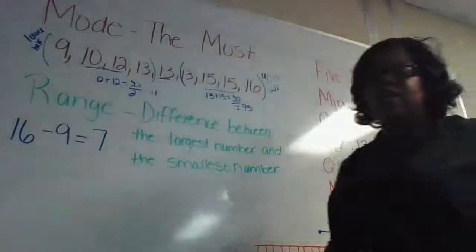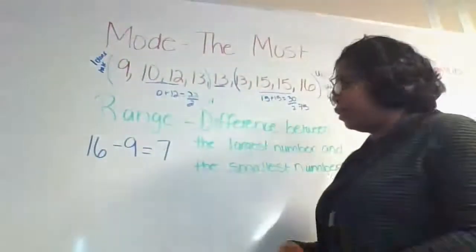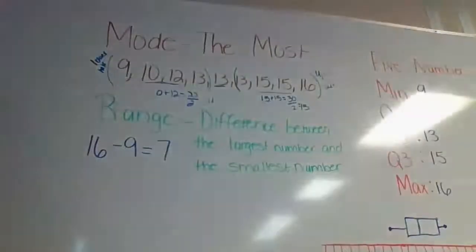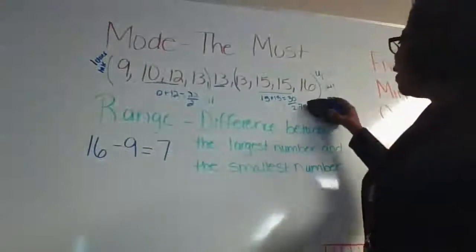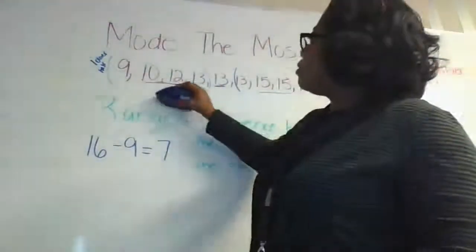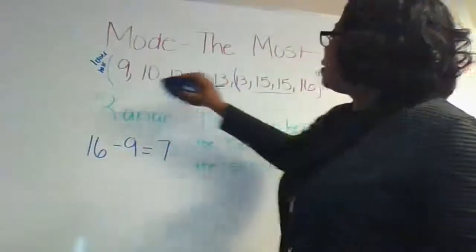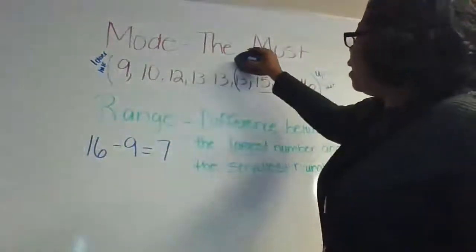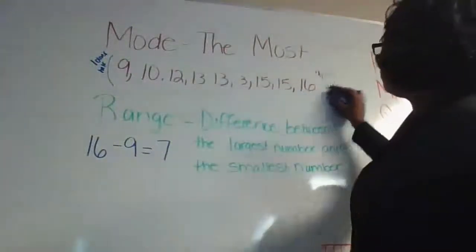Now, just one more thing I want to address really fast before I let you go. Many would say, well, Miss Raby, what happens when we have an even amount of numbers in a data set, and we're doing box and whisker plots? That is a very good question. So here is what happens if you have an even amount of numbers. Let's just start.